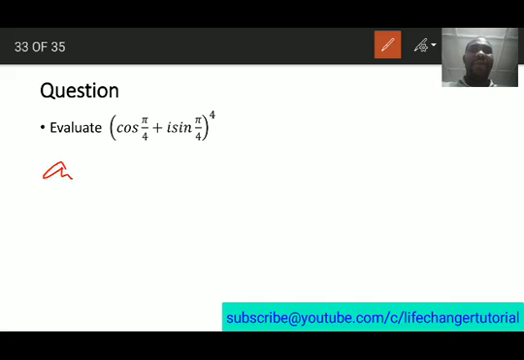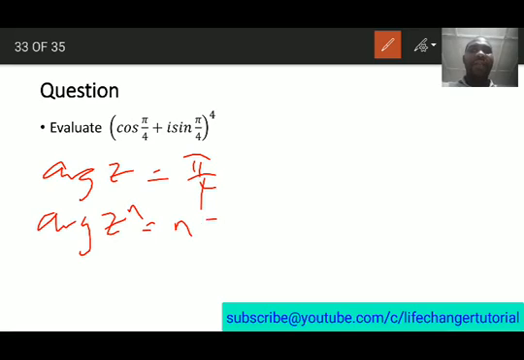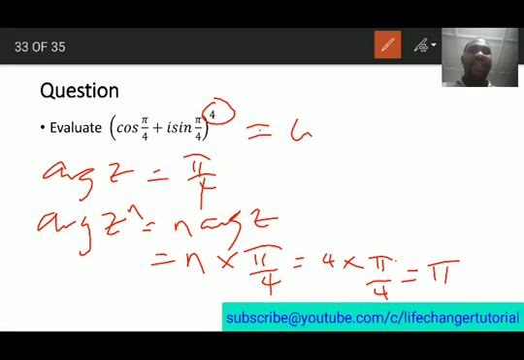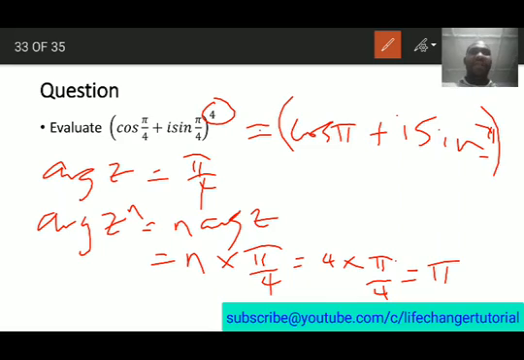This is z1. So my argument of z, first of all, is equal to pi over 4. But remember there's a rule that argument of z raised to power n is equal to n argument of z. So that means n times argument of z, where argument of z is pi over 4. Your n here is 4, that's the power, and that's 4 times pi over 4, and that's giving us pi. So the whole of this now is equal to cos pi plus i sine pi. Life is beautiful.